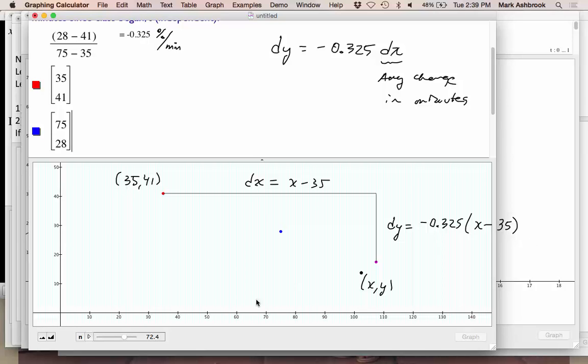Finally, now we're really finding this right here. What is that final value of y given any value of x? Somebody knew. Yes? 41 plus dy, so it's 41 plus that whole thing. Initial value of y plus the change in y. Yeah.